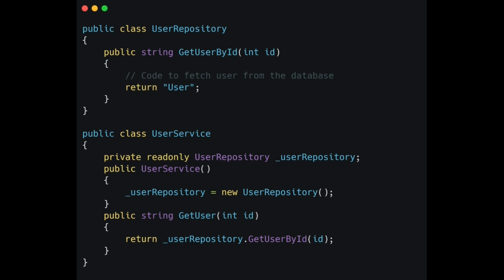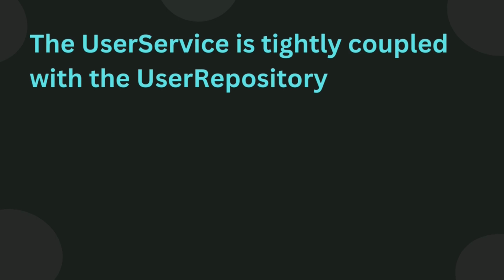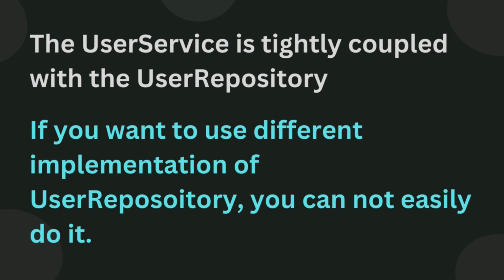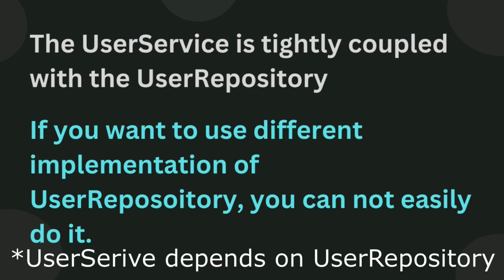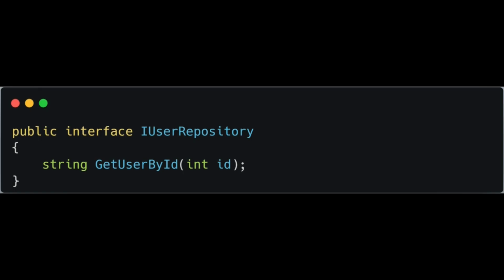There are a few problems with this code. One is that the UserService is tightly coupled with the UserRepository. Another problem is that if you want to use a different implementation of UserRepository, you cannot easily do it. For instance, you want to swap your UserRepository to a UserRepository with a different database. So here our high-level module, which is UserService, is depending on the low-level module, which is UserRepository. Let's refactor this example.